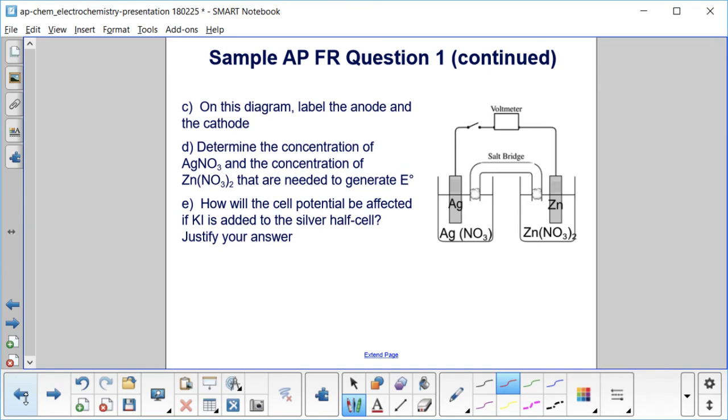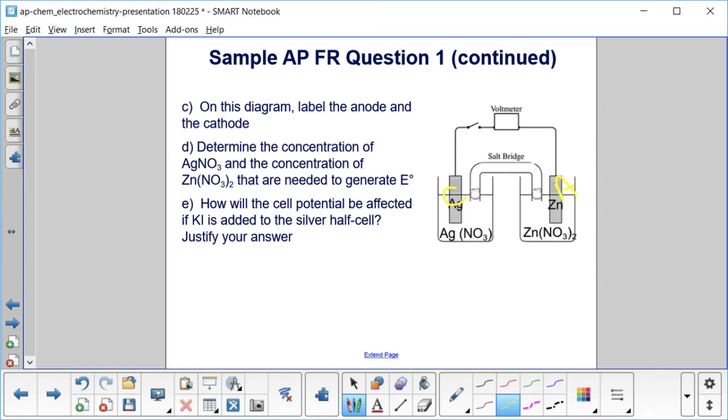Now part C says label the anode and cathode. D says determine the concentration of silver nitrate and the concentration of zinc nitrate that are needed to generate that cell potential. And then how will the cell potential be affected if potassium iodide is added to the silver half of the cell? Justify your answer. Okay, so I had already labeled the cathode and anode previously, but the anode is where the oxidation occurs, which we said was here, and the cathode is where the reduction occurs, which we said was at the silver. Okay, so there's part C.